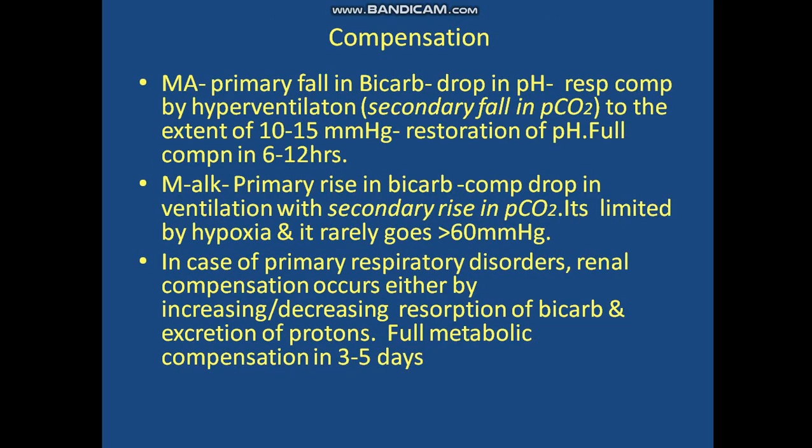Now, compensation. Whenever there is a deviation in the pH, our body tries to compensate and bring back the pH towards normal. So, if we have metabolic acidosis, there is a primary fall in the bicarbonate level, which leads to a drop in pH. Here the respiratory system compensates by hyperventilation, leading to a secondary fall in PCO2. As carbon dioxide is an acidic molecule, a drop in PCO2 will lead to a rise in pH. And this drop occurs to the extent of 10 to 15 millimeters of mercury. Full compensation takes about 6 to 12 hours.